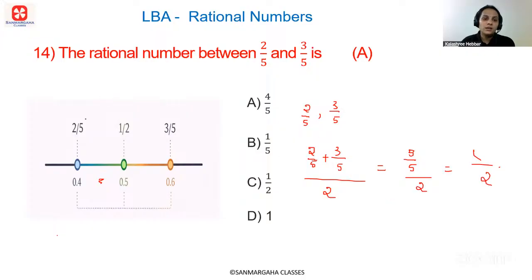So what is the correct answer? The number between 2 by 5 and 3 by 5. You can also observe in the diagram that it is 1 by 2. So option C is the correct answer, that is 1 by 2.